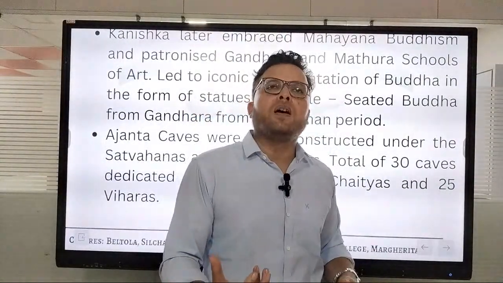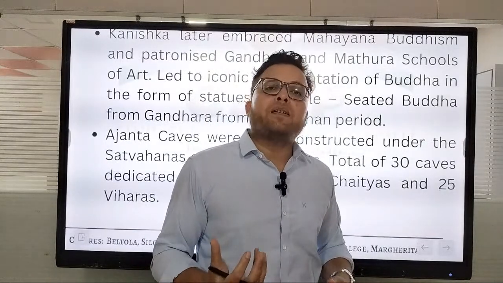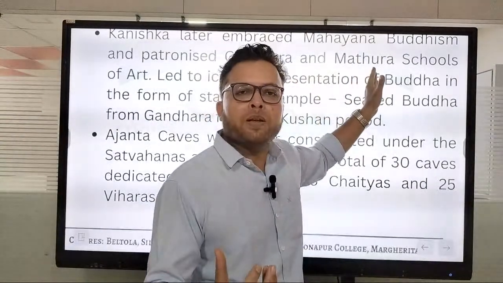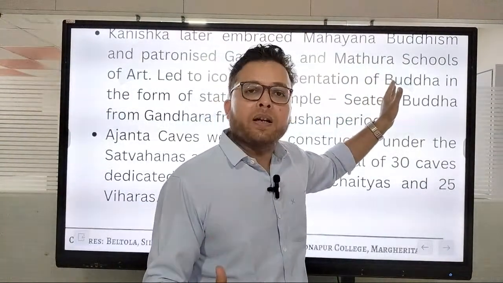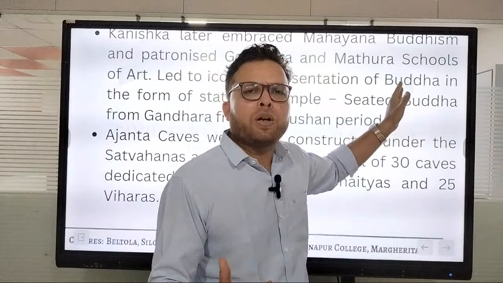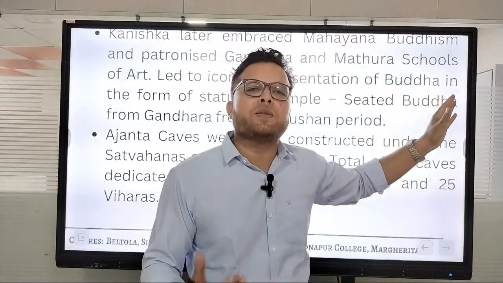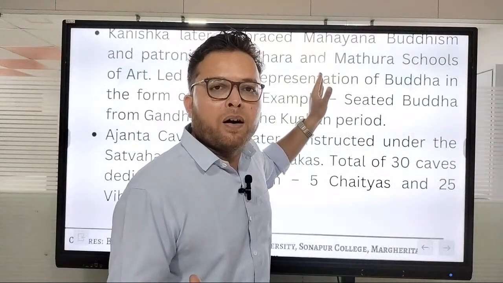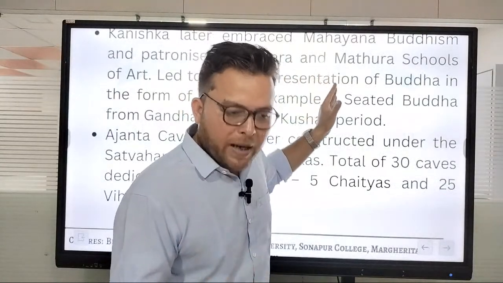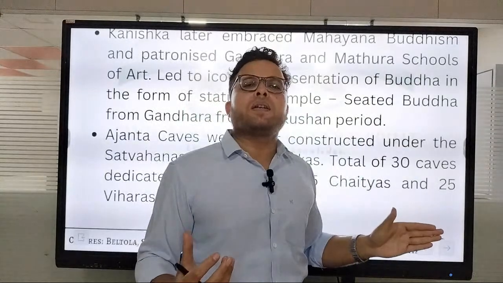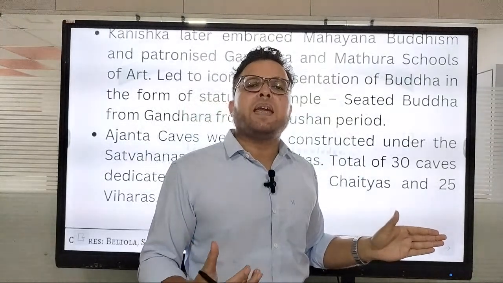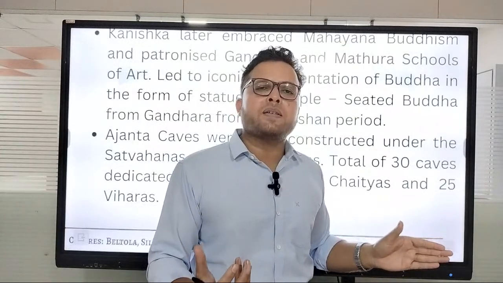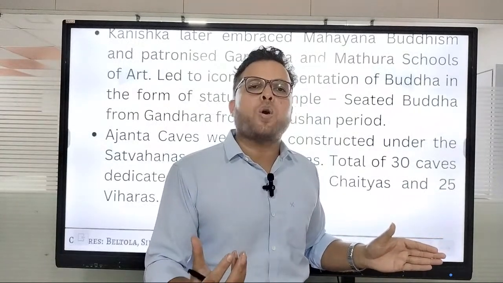For example, in Gandhar School of Art, the material which was used was grey schist. Okay, schist is a kind of rock. But the principal building material used in Mathura School of Art was what? Spotted red sandstone. Then again, Mathura School of Art did not have any foreign influence. But if you look at the location of Gandhar, Gandhar was located in a region which was inhabited by Greeks. So obviously it came under the influence of Greeks. So you will see a lot of Greek influence, for example, the use of Greek motifs like rosette and palmette.